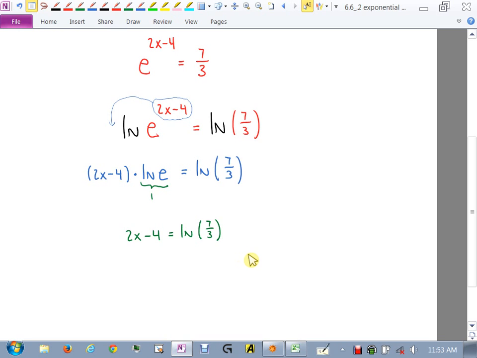Look, I'm trying to get x by itself, right? I'm getting pretty close. I need to just get this negative 4 out of here, so add 4 to both sides. Yep, and then divide by 2.